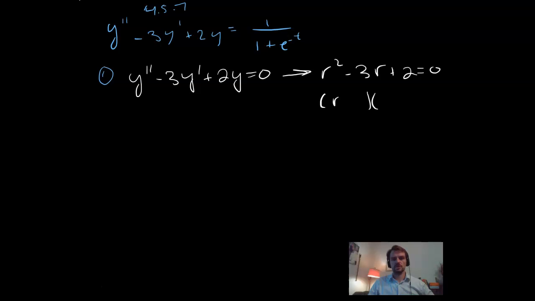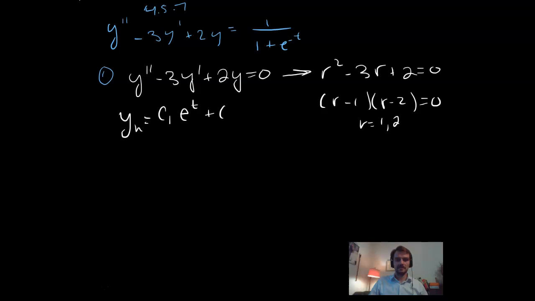And solving this just by factoring, we need to think of two numbers that multiply into 2 and add into -3, so r minus 1 and r minus 2. So this gives you the roots of +1 or +2 for r. So this tells me my homogeneous solution rather, is c1 e to the t plus c2 e to the 2t. Right, so this is going to be called y1, this will be called y2.